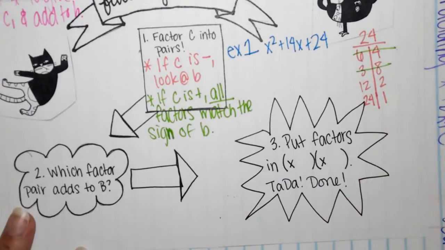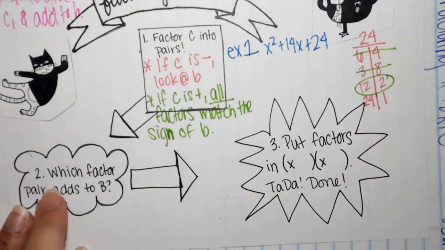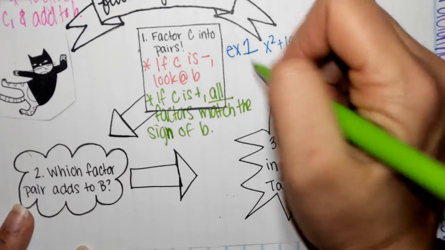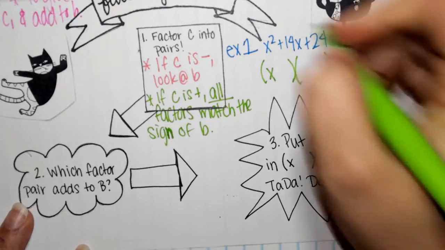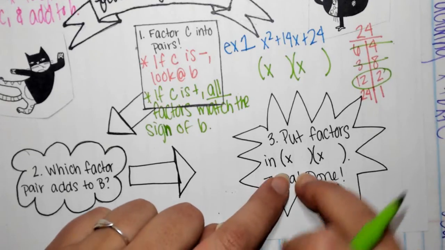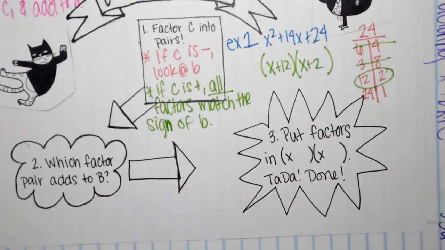14. Now, that was our step 2. Factor C into pairs is step 1. Which factor pair adds to B is step 2. Step 3, all you do is draw your two parentheses. You have an X and an X because our variable's X. Is everybody with me so far? And then you put your factors in the parentheses. So plus 12, plus 2, and you're done. That's it. That's all you do.